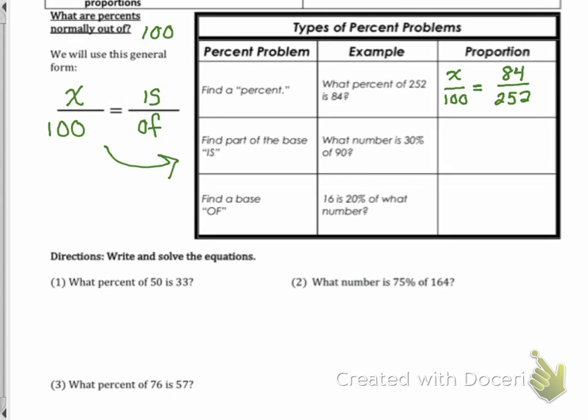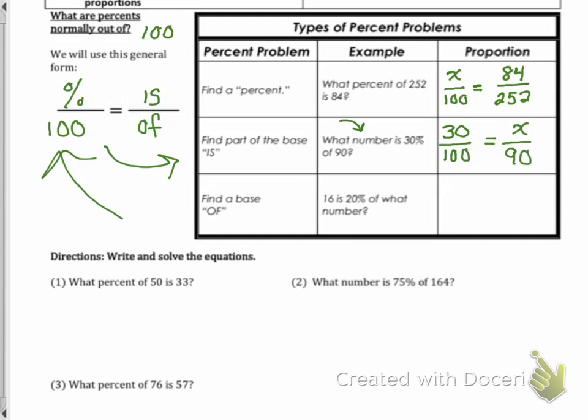If I'm trying to find a part of the base, so it says what number is. What number is. So I don't know my is. So that's where my x is going. But it says what number is 30%, so I know my percent. So I would put 30 over 100, okay? And actually, I want to go back to over here and erase this x, and what I should have put was percent. Percent over 100 is over of. So back to the problem over on the right, it says what number is 30% of 90, so 90 would go here.